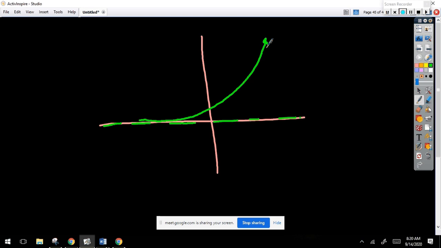Y'all, it is really muggy in here, like sticky hot. We're not supposed to, but.